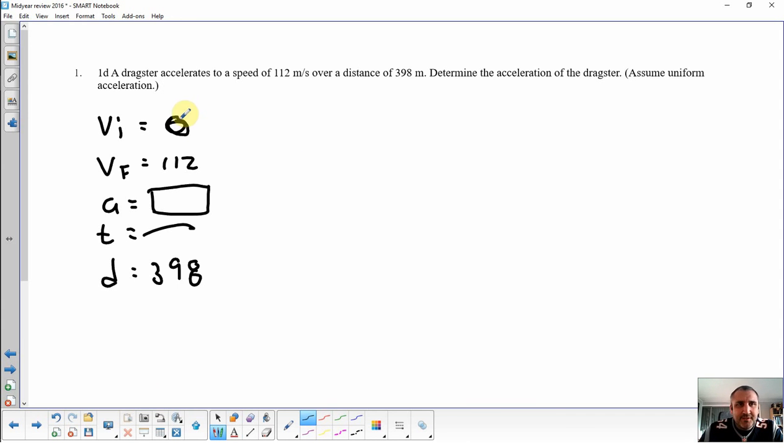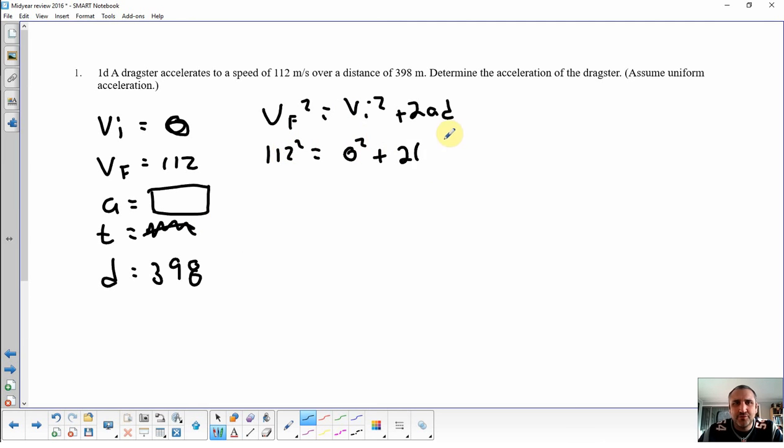So I'm going to say VI, VF, A, and D. The equation I want to use is VF squared equals VI squared plus 2AD. Again, you're looking for an equation that doesn't have a T in it, because we don't have it, and we don't ask about it, and we don't care about it. So 112 squared equals 0 squared plus 2 times A times 398.